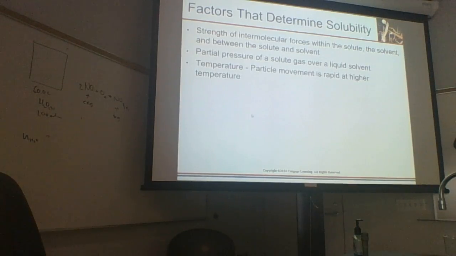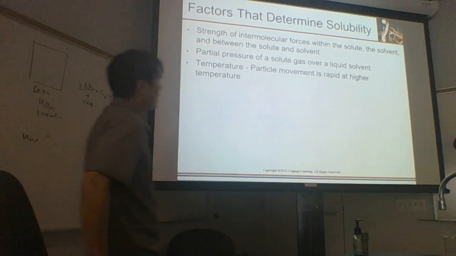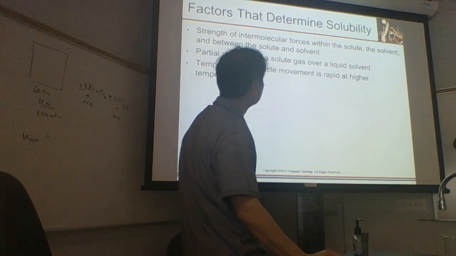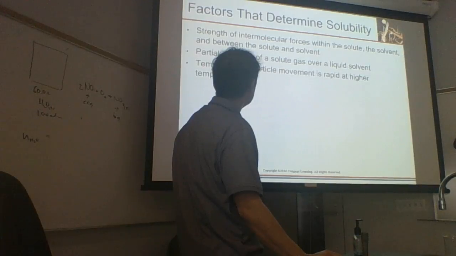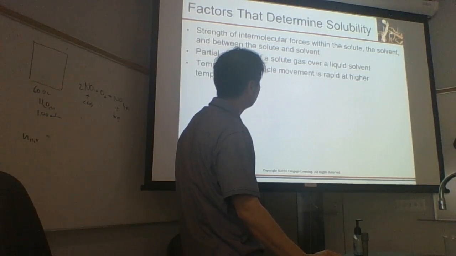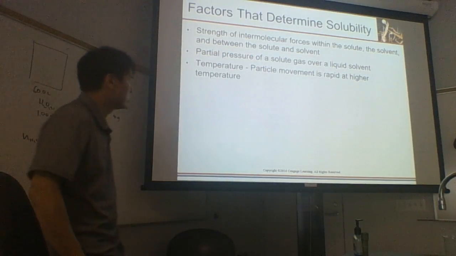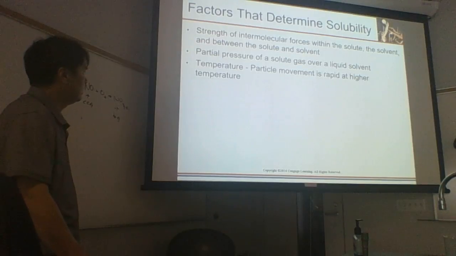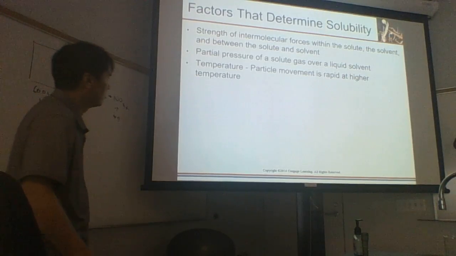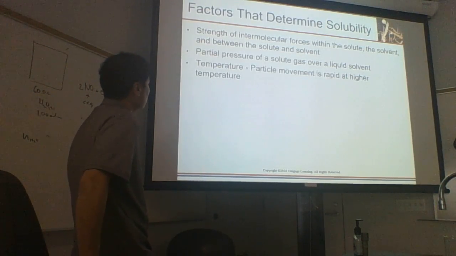So, factors that determine solubility: what makes something highly soluble, what makes something less soluble. Things we look at are the types of intermolecular forces and the strength of those. Things that are strongly bonded together are less soluble. Things that are weakly bonded together are more soluble. And then we need the type of interaction, like polar versus non-polar, like dissolves like.